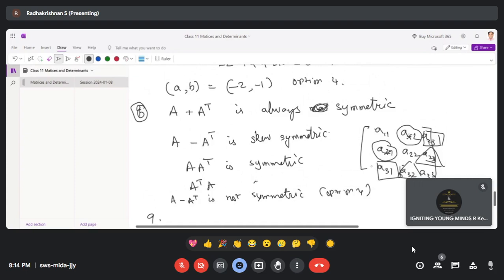So when you add them, you're adding equal terms. So the sum will also be symmetric. So A plus B will be symmetric, okay, if A and B are symmetric. It's given as A plus B is skew symmetric. So that is not true. So next is A plus B is symmetric. So that is true. Is A plus B a diagonal matrix?